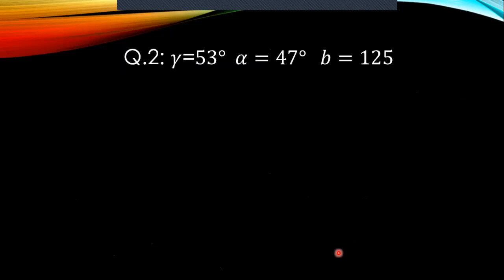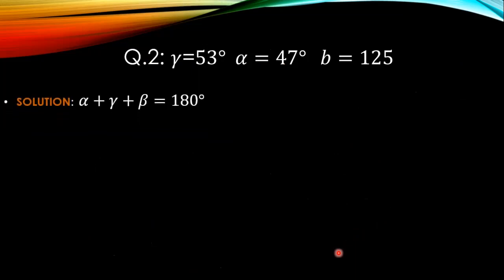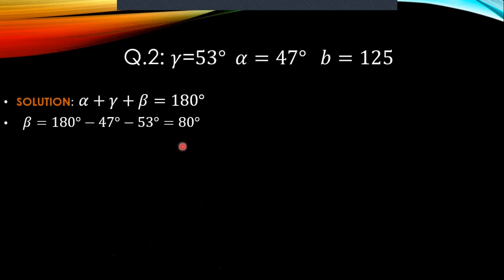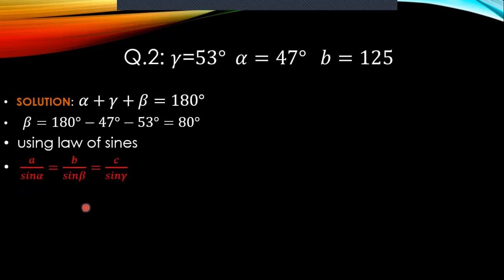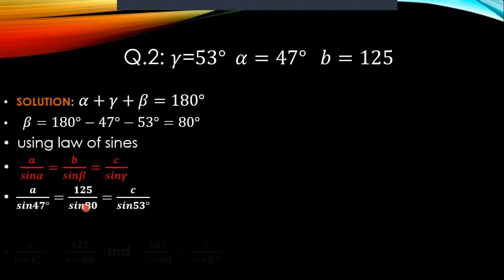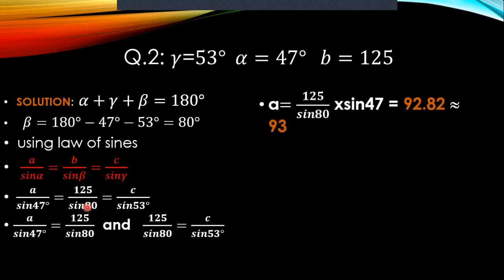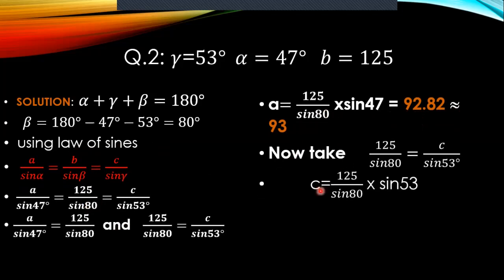Now look at one more question, question number 2. Gamma is equal to 53 degrees, alpha is 47, and b is equal to 125. Again the same information, but beta is not here. We need to find the third angle first of all. After finding, it became equal to 80 degrees. And now we will write the statement, put the values, and split it into two parts and solve them one by one. From there, A is equal to 125 over sine 80 into sine 47, which is equal to 92.82, nearly equal to 93. Now take the second one and solve it. It will give C equal to 125 over sine 80 into sine 53. And there is one more part, but you will solve that part yourself.